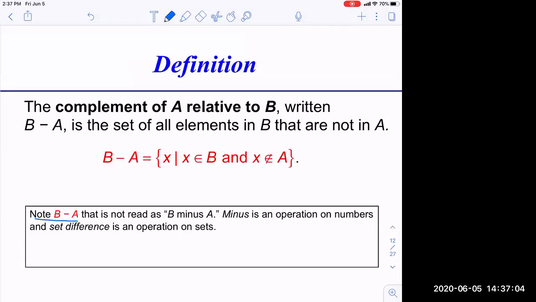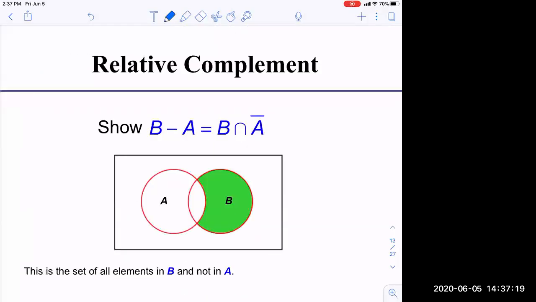Now, here's the note I was going to read. This is not B minus A. It's the set of all elements in B that are not in A. I just call it the set difference between B and A. This is a good exercise for you to do to show these are the same thing.